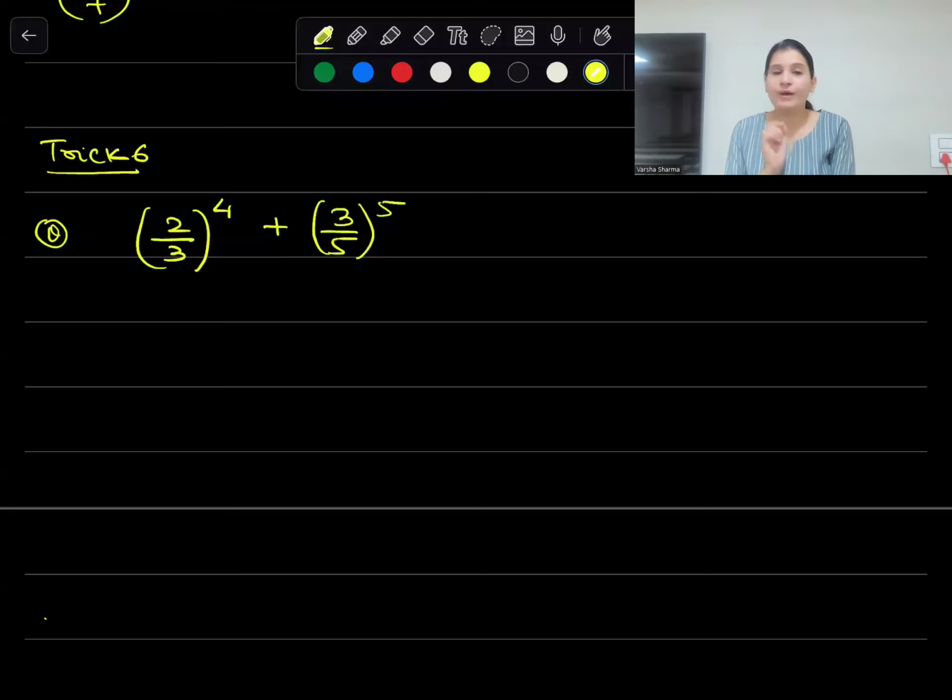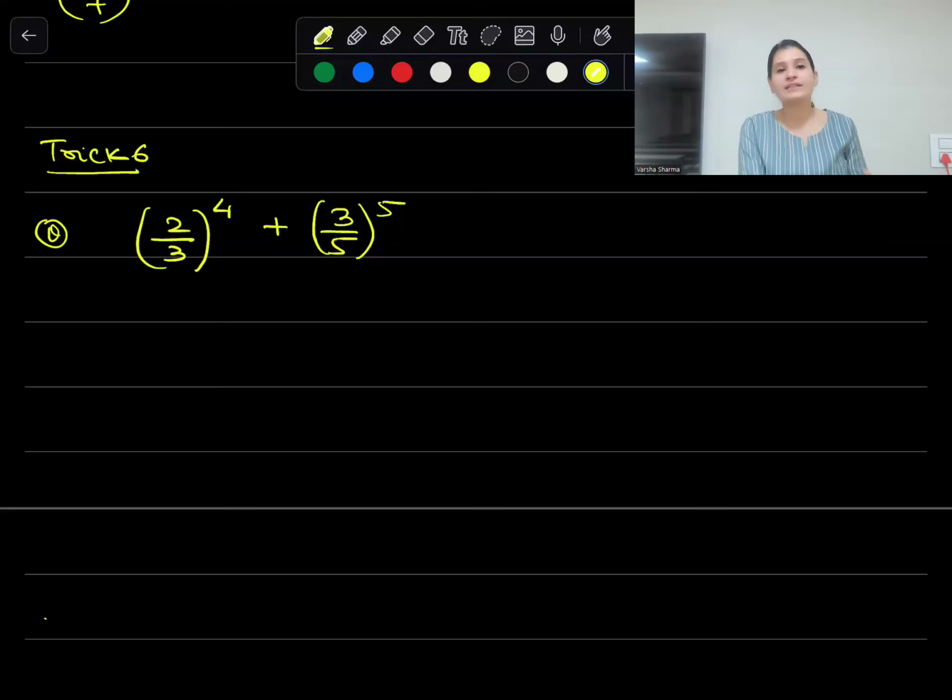But when I'm writing 2 by 3 raised to the power 4, my screen shows 12 or 13 or 14 digits, whatever number of digits you have. When I'm writing it, I won't write so many digits; I'll write 4 or 5 digits. So I've approximated the value. I haven't taken the exact value of (2/3) to the power 4. Similarly for (3/5) to the power 5, I take a certain number of values and approximate without even knowing it, since I've taken only a couple of decimal digits.